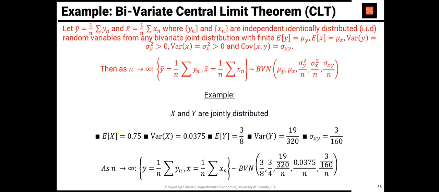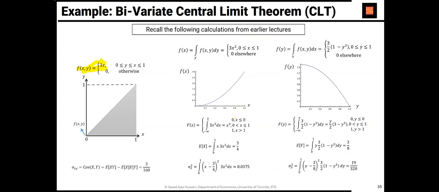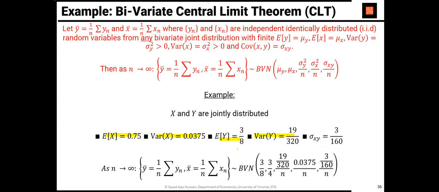Agree? You know the mean of x is 0.75, the variance of x is 0.0375, the variance of y is 3/8, the variance of y is 19 over 320. All this is done, by the way, in the previous slide. And you also know the covariance is 3 over 60. All these items were done in previous lectures. If you were to now collect sample means of y's and x's, they would have a joint bivariate normal distribution.